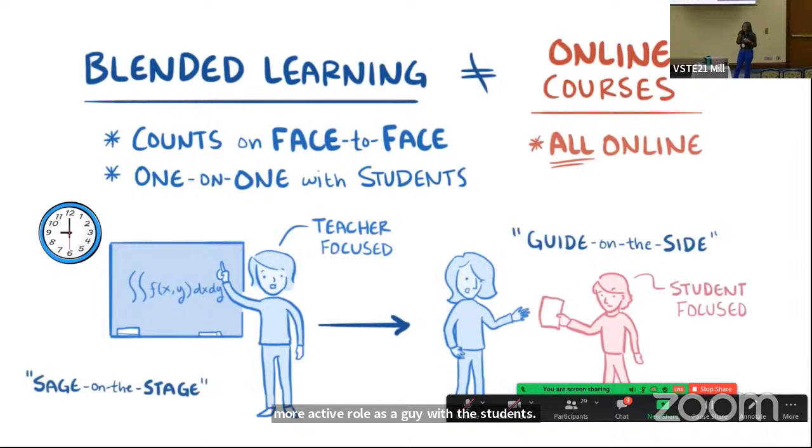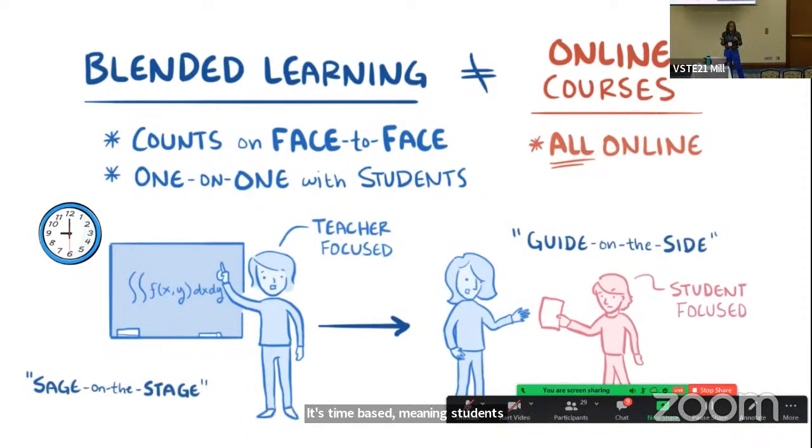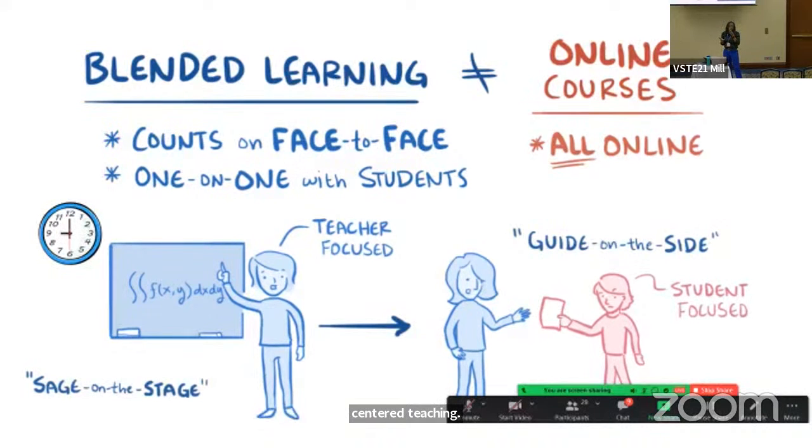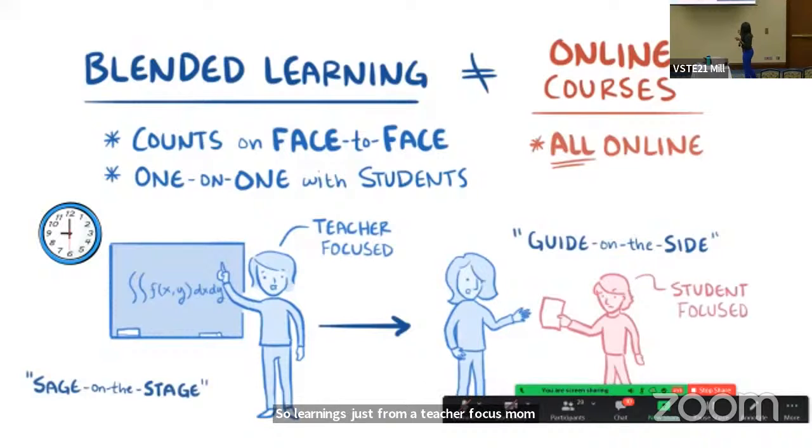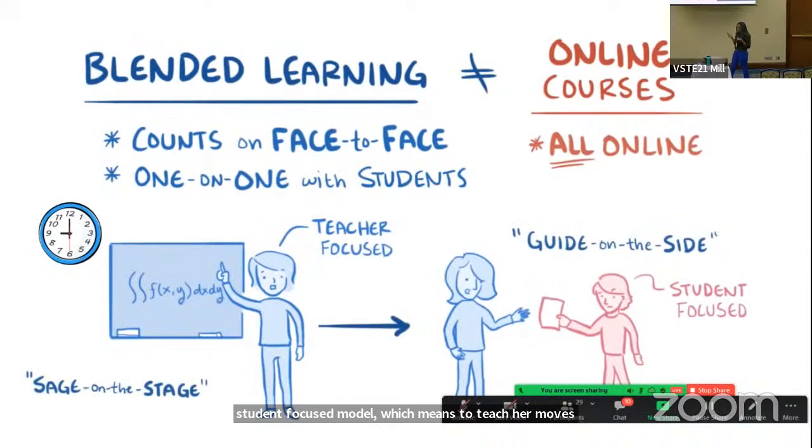Generally speaking, traditional learning formats are time-based, meaning students all progress at the same time, regardless of individual performance or regardless of gaps in knowledge. Once the teacher's done teaching, that's it. However, in a blended learning model, it's more mastery-based, taking into account the differences in learning levels and achievement of the students. So learning shifts from a teacher-focused model to a student-focused model, which means the teacher moves from being a sage on the stage to a guide on the side.